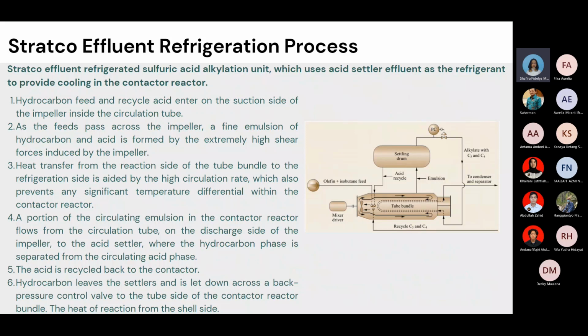A portion of the circulating emulsion in the Contactor reactor flows from the circulation tube on the discharge side of the impeller to the acid settler, where the hydrocarbon phase is separated from the circulating acid phase. And then the acid is recycled back to the Contactor, and the hydrocarbon leaves the settler and is let down across a back pressure control valve to the tube side of the Contactor reactor bundle, and the heat of reaction goes to the shell side.